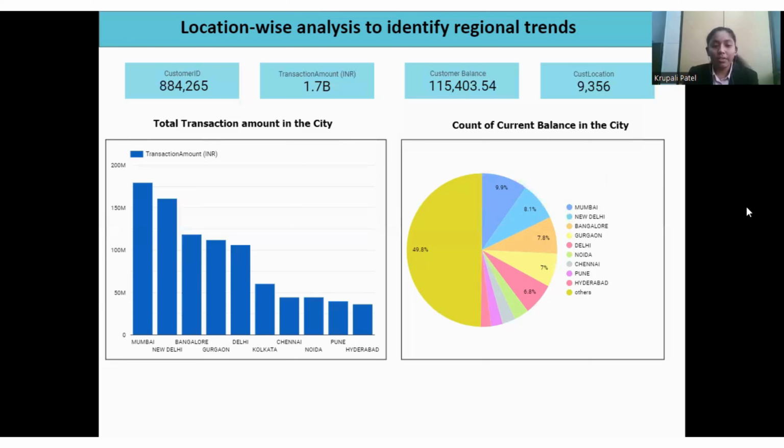So the overall data reveals some interesting trends in customer behavior across different Indian cities. Understanding these regional variations can help us tailor financial products and services to better suit the needs of customers in each location. Thank you. Further on, I would like Shweta to continue the presentation.